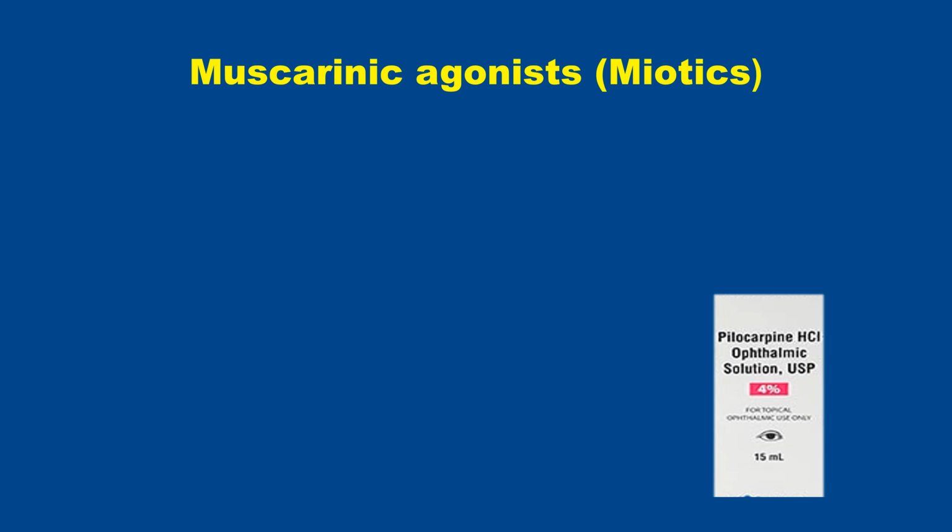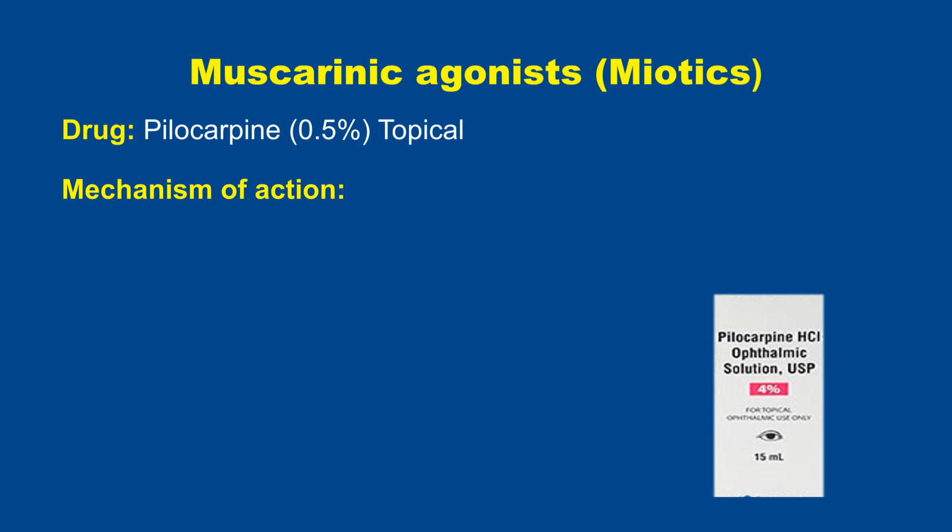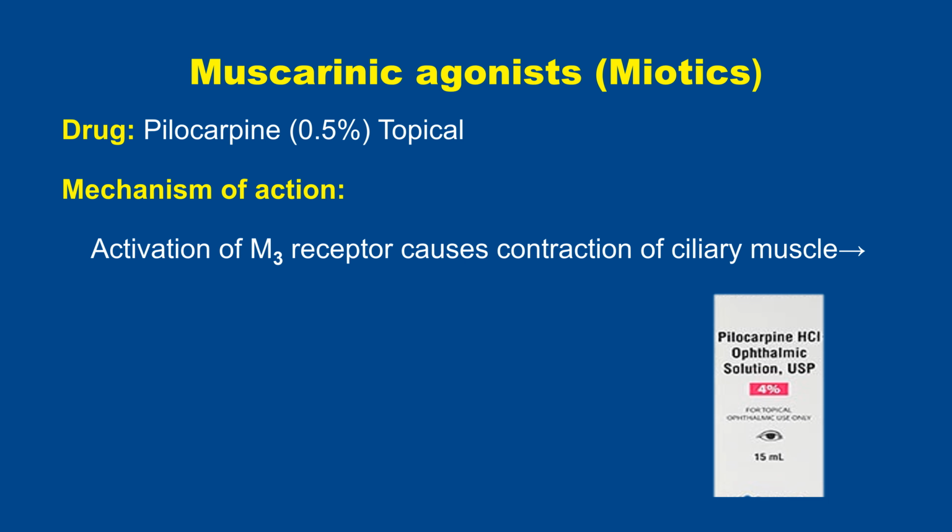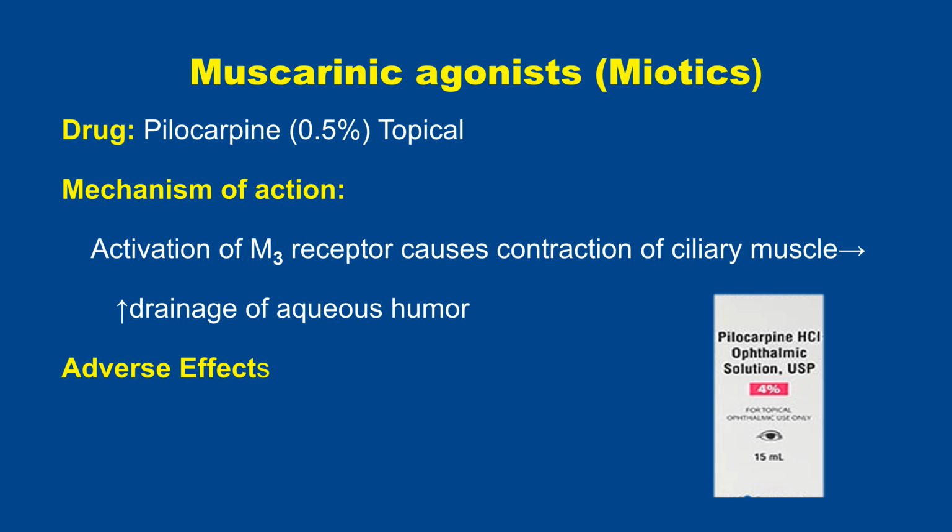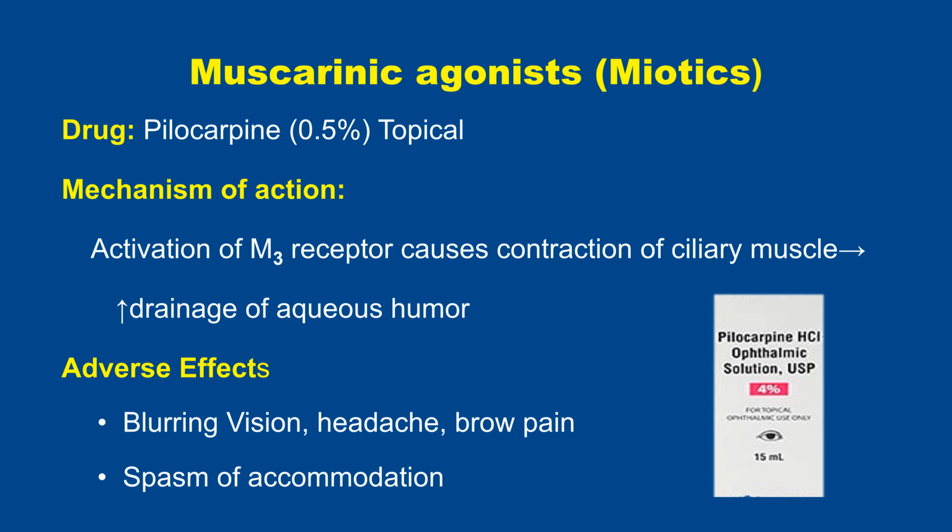Next class of drugs is the muscarinic agonists, also called miotics. These include pilocarpine, which is used topically at 0.5%. Mechanism of action: activation of M3 receptor causes contraction of ciliary muscles. As we know already, there is a presence of M3 receptors in ciliary muscles that increase the drainage of aqueous humor. Adverse effects: diminished vision, headache, brow pain, spasm of accommodation.